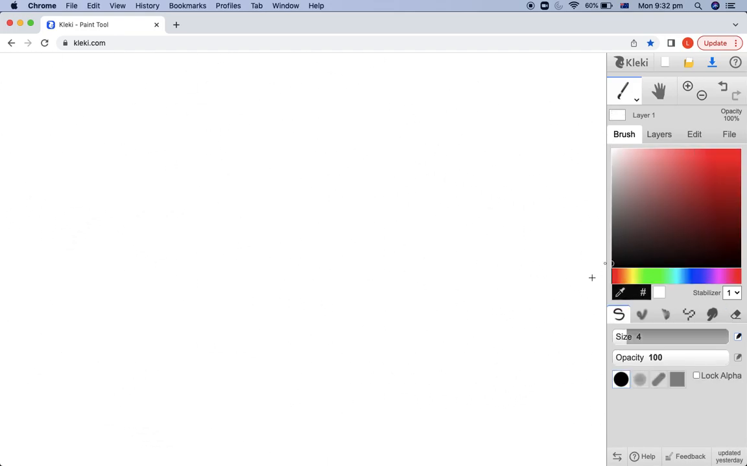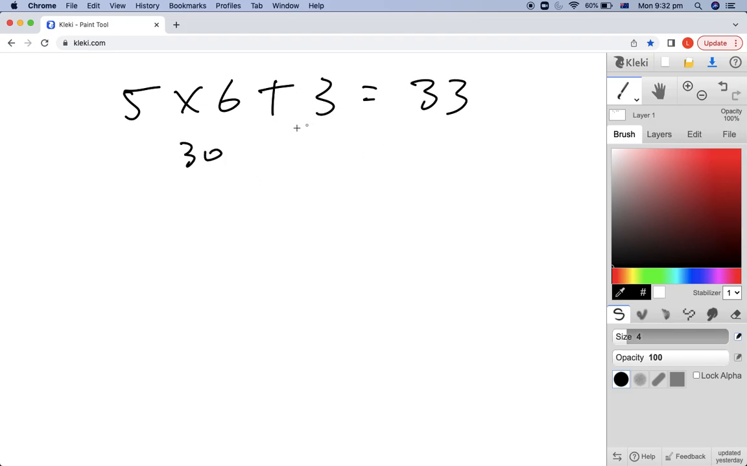Now keeping that in mind, we'll go through a couple questions. If we see 5 times 6 plus 3, it's easy to just go left to right. You see 5 times 6, you get 30, plus 3, 33, which is the way to go in this case.